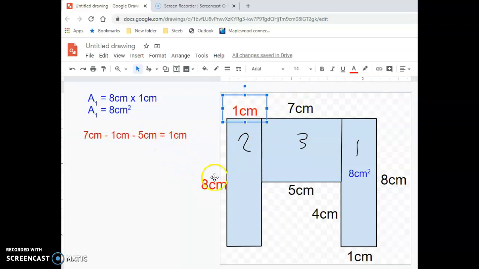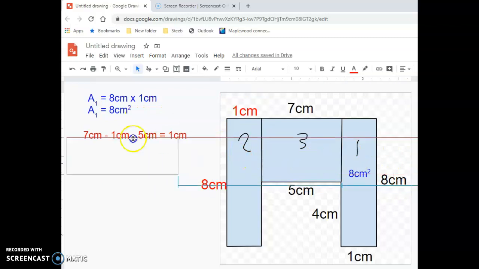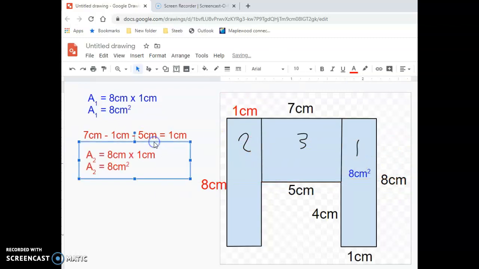Okay, so now that I have that, I can go ahead and do the same thing I did for rectangle 1, and I'll find the area, same as rectangle 1, and that is 8 times 1 again, which is 8 centimeters squared for the area. I'm going to go ahead and label that.